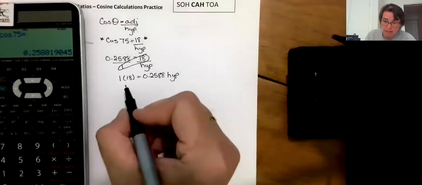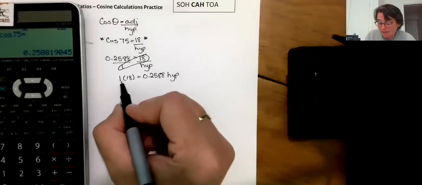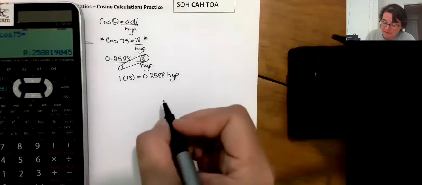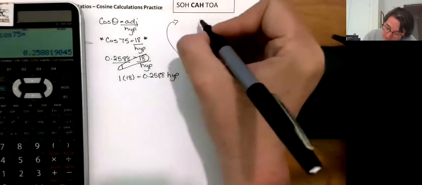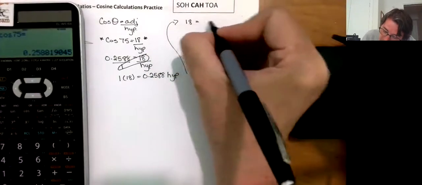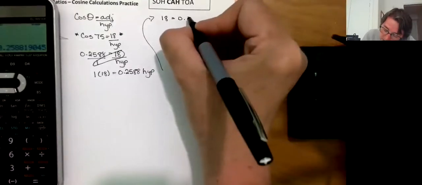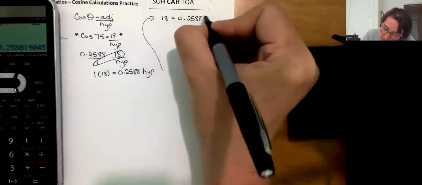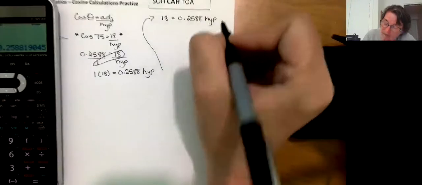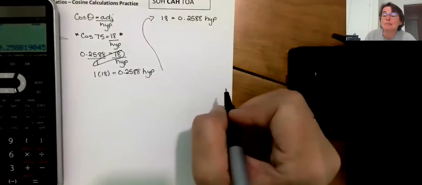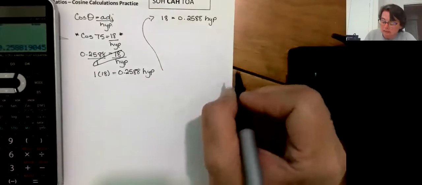I'm going to cheat. I'm going to just go 1 times 18. I'm not going to rewrite. No, I'm not. Do it right. 18 equals 0.2588. I wanted to skip a step, but my body just said, can't.